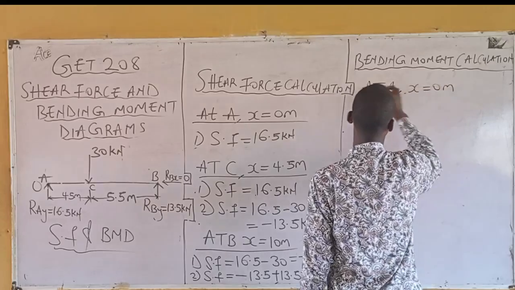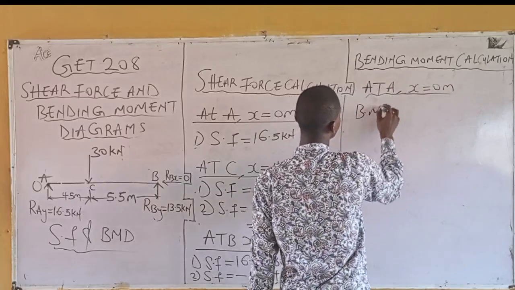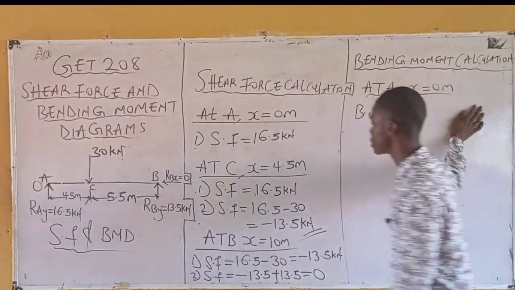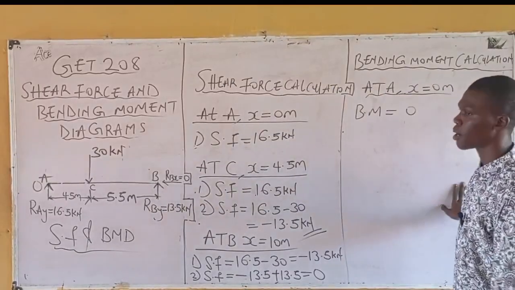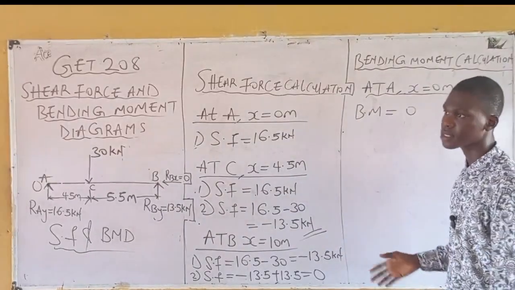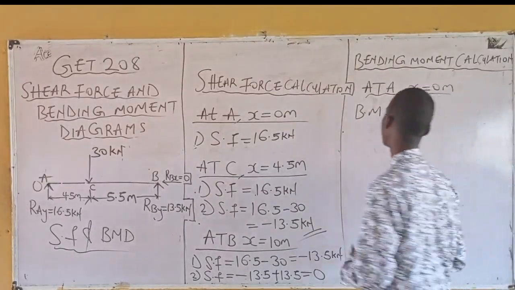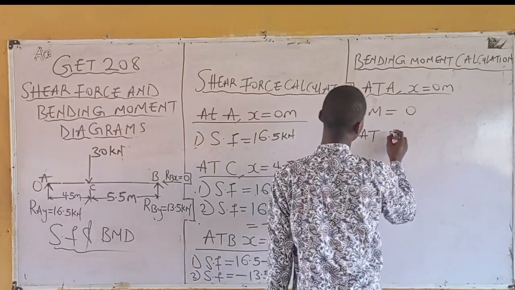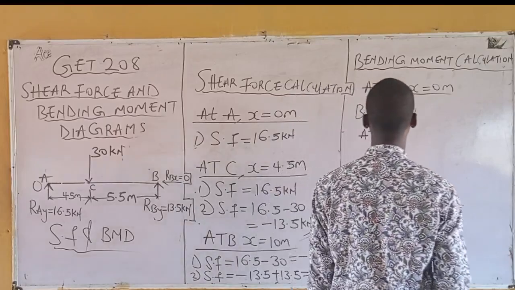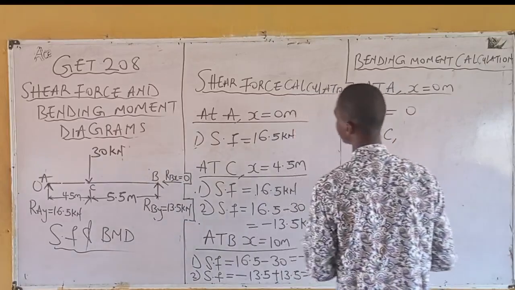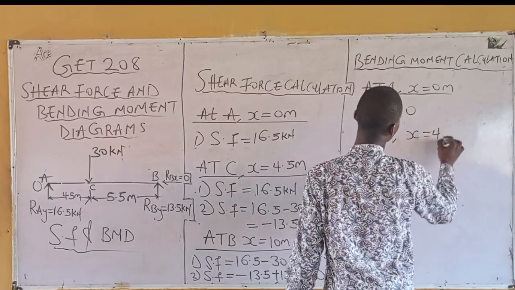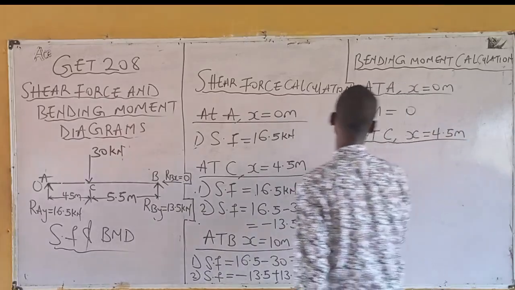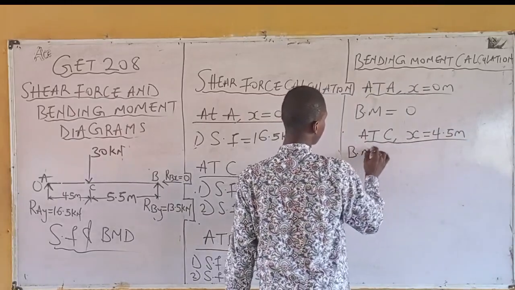x is equal to 0 meter. Bending moment is equal to what? 0. What's the unit for bending moment? Kilonewton meter. Bending moment is force times distance, right? Newton meter. All right. The next point is what? At C. What's the value of x at C? 4.5. x equals 4.5 meter. Bending moment. Let's solve for bending moment.